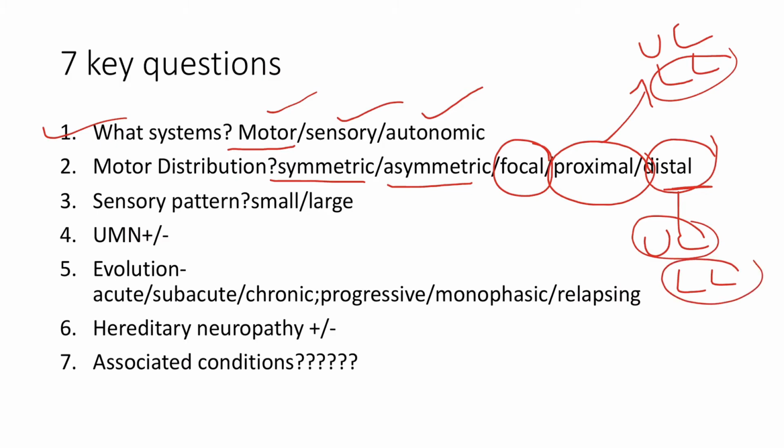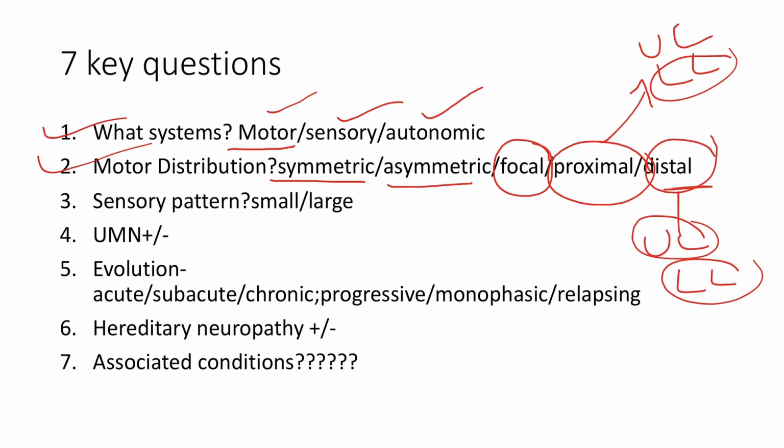In the lower limb, there will be slippage of the slippers, and there will be difficulty in maintaining posture. There may be some foot drop and so on, so that will be manifested as distal muscle weakness. So that's about the motor system.